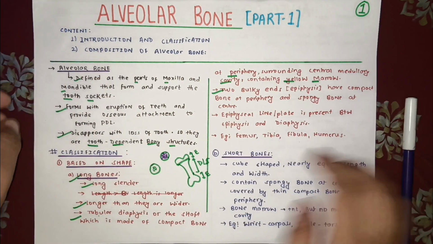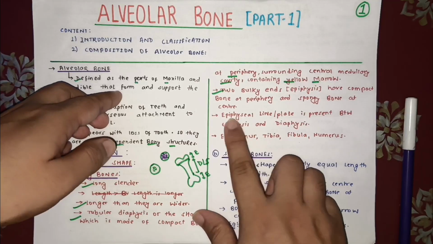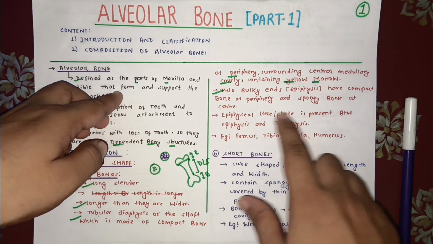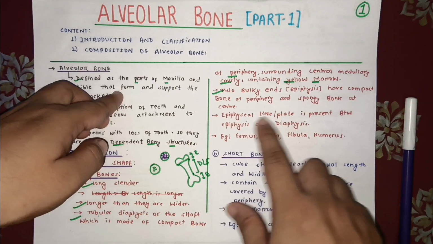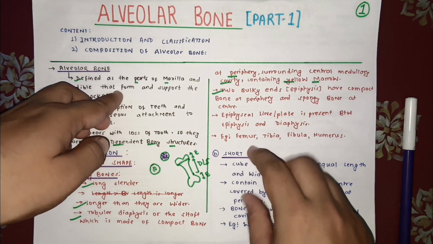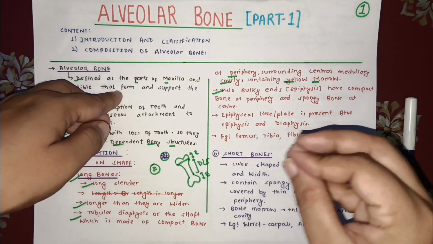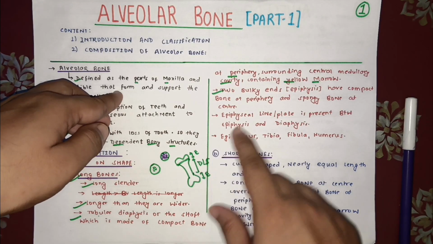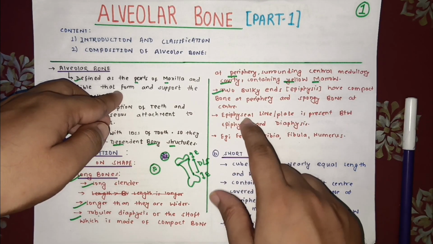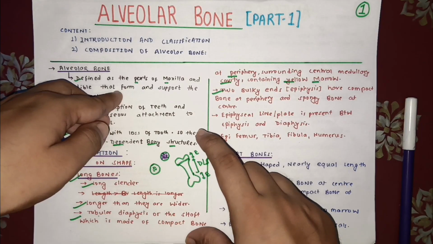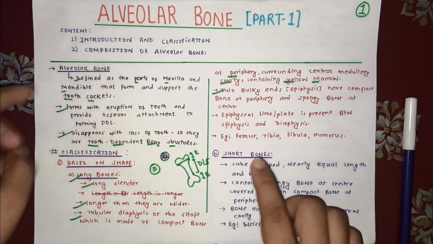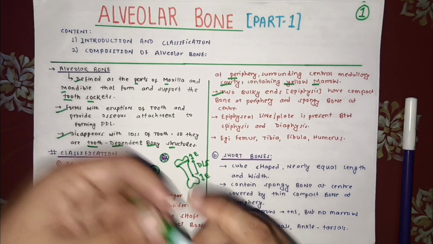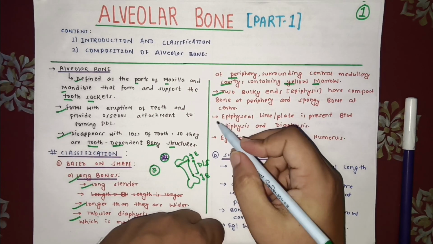After that, between the epiphysis and the diaphysis, we have the epiphyseal line or the plate. Actually the epiphyseal plate is a residual of this epiphyseal line. But you just take the concept that there is an epiphyseal line or epiphyseal plate present between the epiphysis and the diaphysis, and it is very important in the growth of the bone. I think you have studied about this in general anatomy.